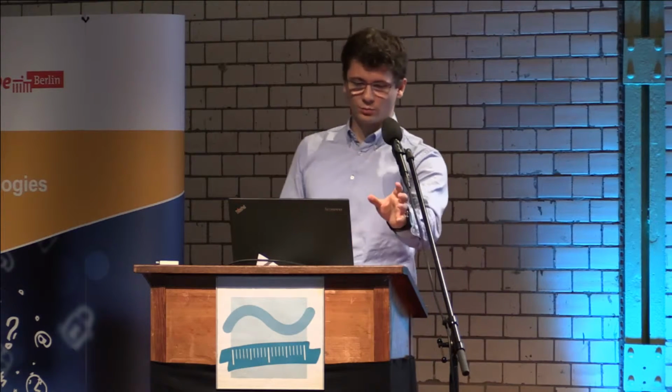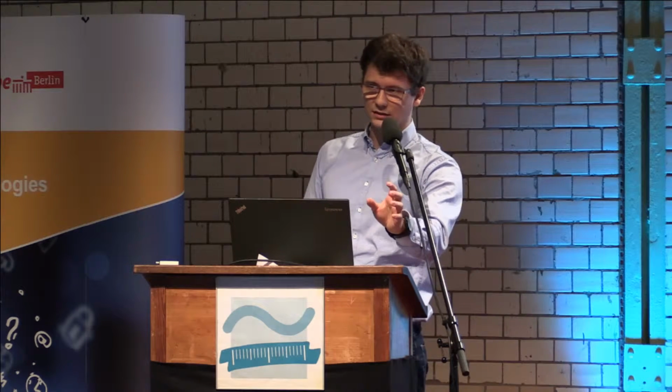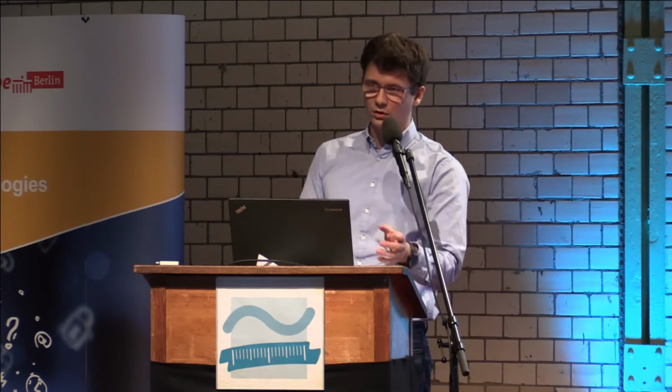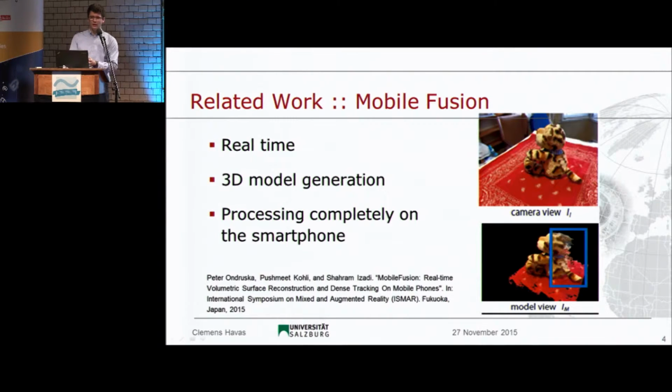The other publication I want to mention is from 2015. There the scientists just place an object on the table, move the camera around, and instantly get a 3D model of the object. This is completely done on the smartphone, and I want to mention that they use a resolution for the images of 320 times 240, which is extremely small.